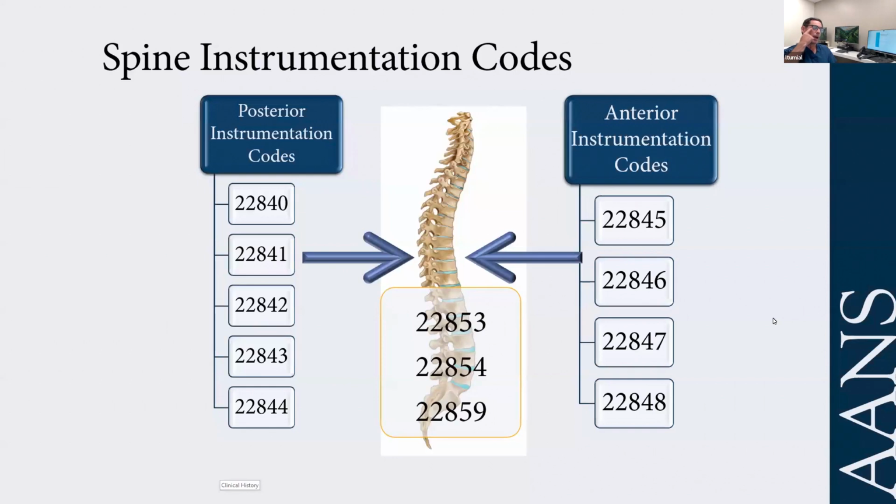And then we have the 22851, which predates probably a lot of you. I think it was 2016 when that code split. 22853 is going to be the common interbody code that is used if you're doing a corpectomy. 22854, if you're doing a corpectomy without the intention of fusion, which was the whole intent of the 22851 to begin with years ago, then you do 22859, for example, if you're doing something for cancer.